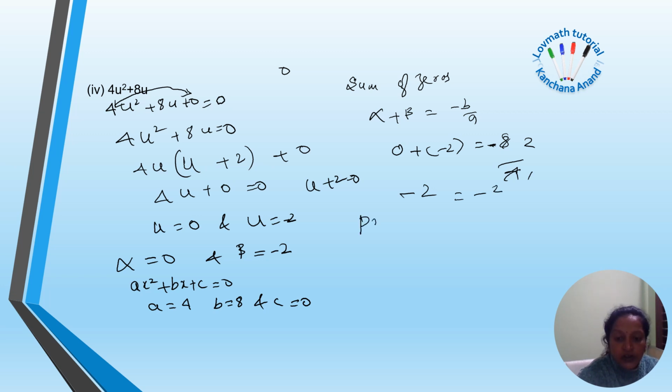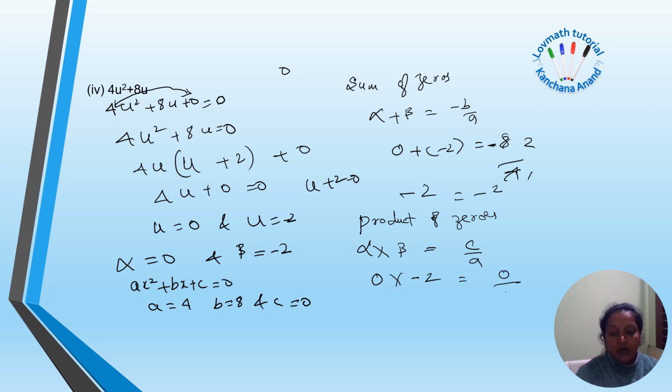Now let us find the product of zeros. That means alpha into beta is equal to c divided by a. Alpha into beta is 0 into minus 2 and 0 divided by 4 because c is 0 here. This becomes 0 is equal to 0. So this is the verification for the relationship between the zeros and the coefficient.